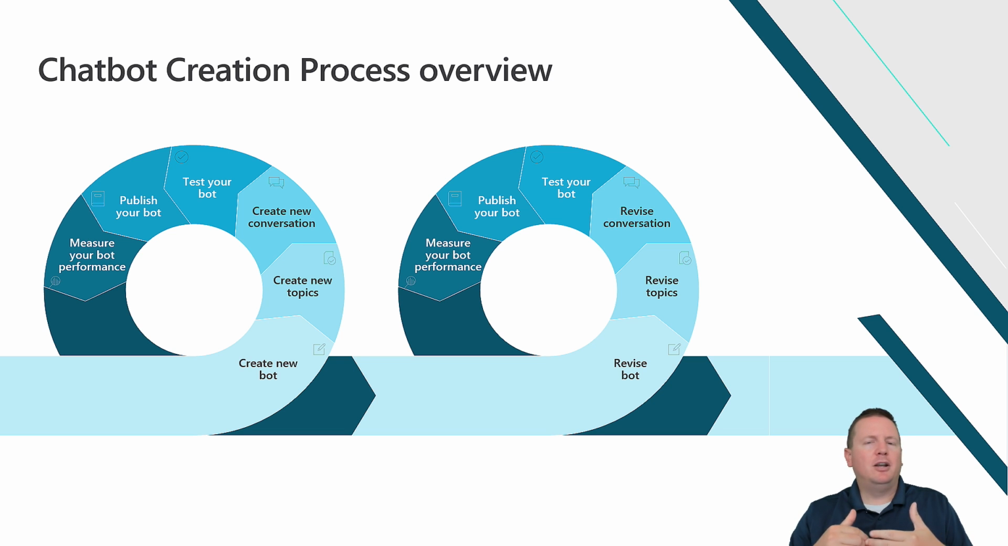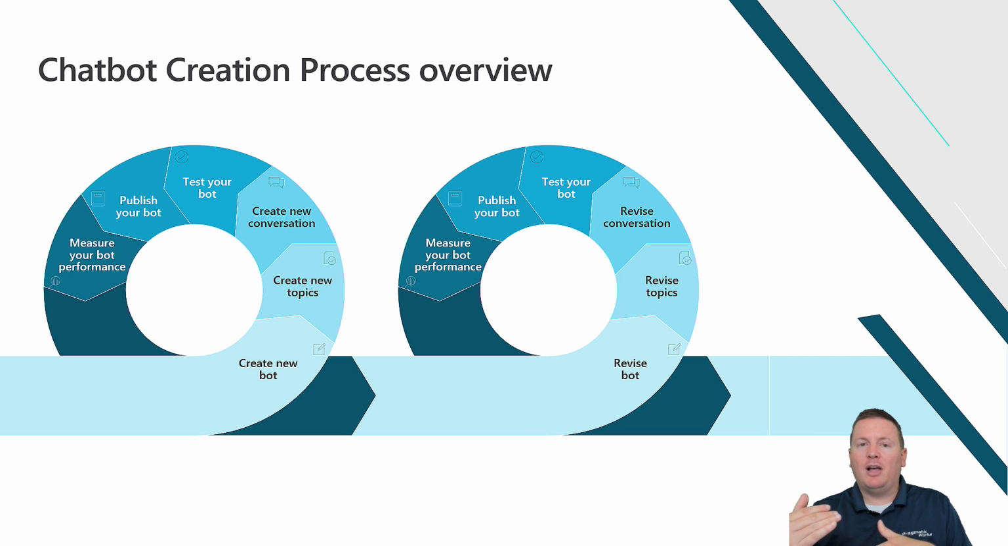So the process here is that you'll create a topic. You'll then create this conversation tree where you have how the conversation will flow. You'll then test the conversation or test the bot, and then you'll publish the bot so that others can test it, as well as you can have it published to your website. And then you're going to look at the measurements and analytics to see how successful the bot has actually been.